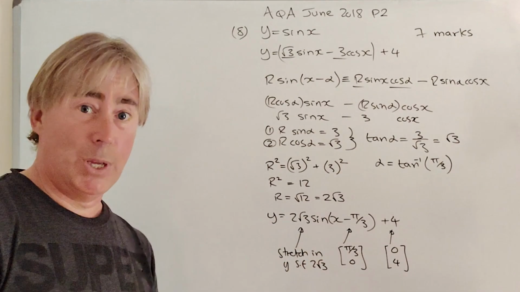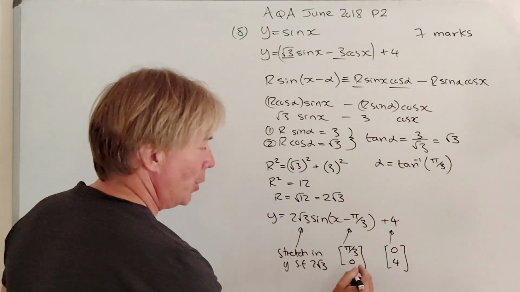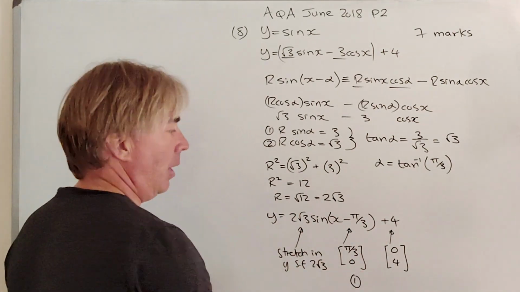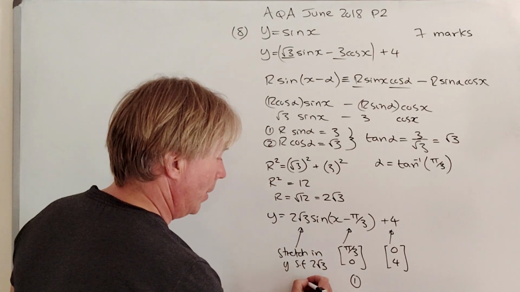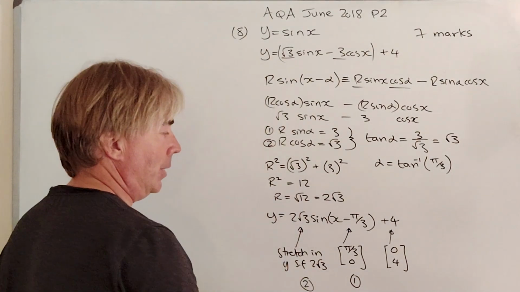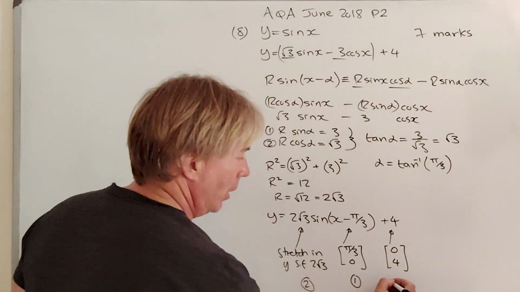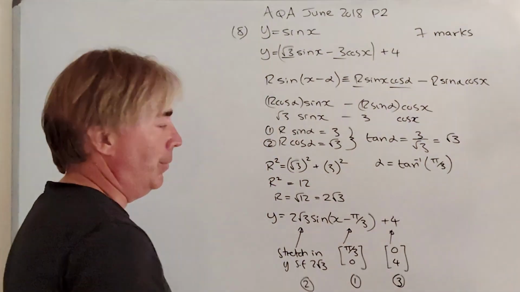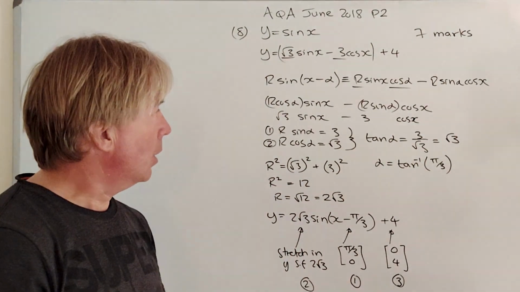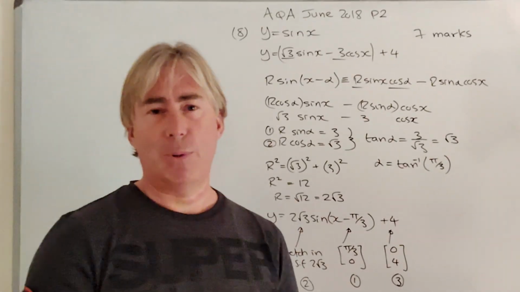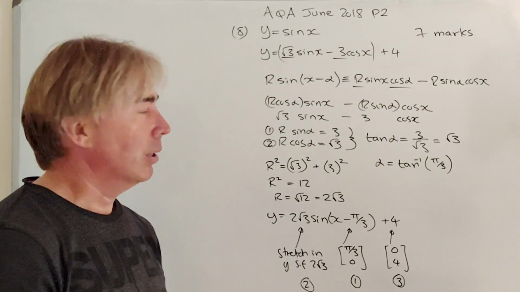The order in which they're done: our x transformation is done first, followed by the stretch next, because then it will scale that up, and then finally our transformation of 0, 4 in y. So quite a chunky question, quite a lot of scope to go wrong, but there's our 7 marks. Okay, thanks.